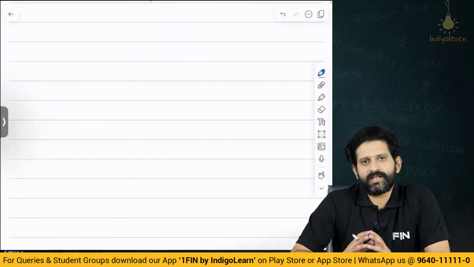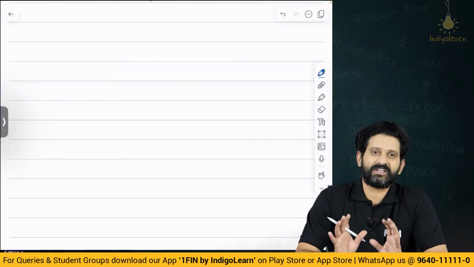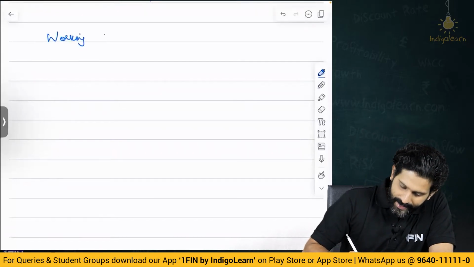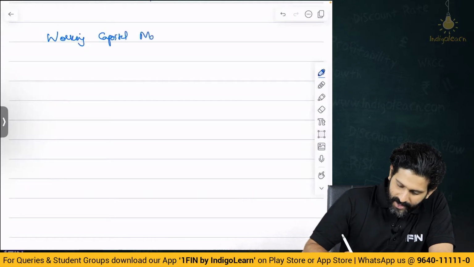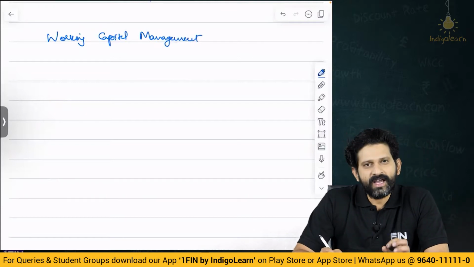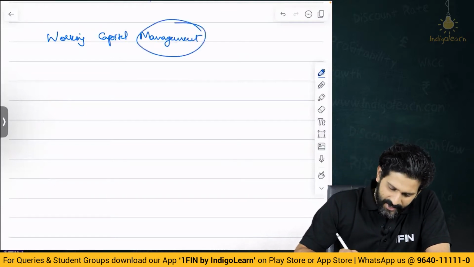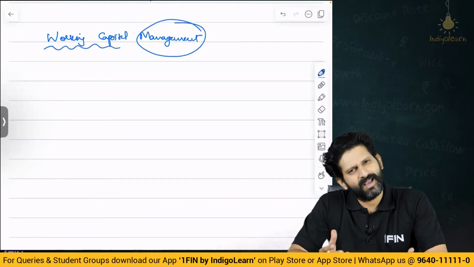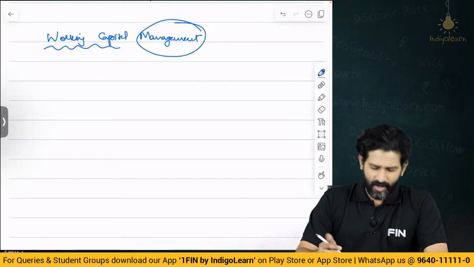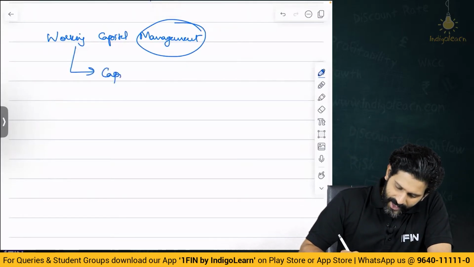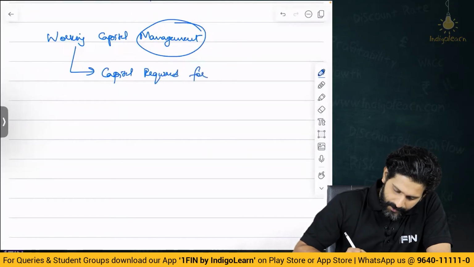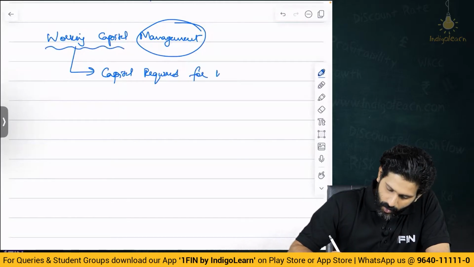Now, friends, we all know that we follow a very specific pattern of understanding our concepts. So, in the same way, what is working capital management? In our style of conceptual understanding, working capital management is nothing but management of working capital. Absolutely. So, you have to manage the working capital. For that, to understand what is working capital. What is working capital? It is the capital required for working.